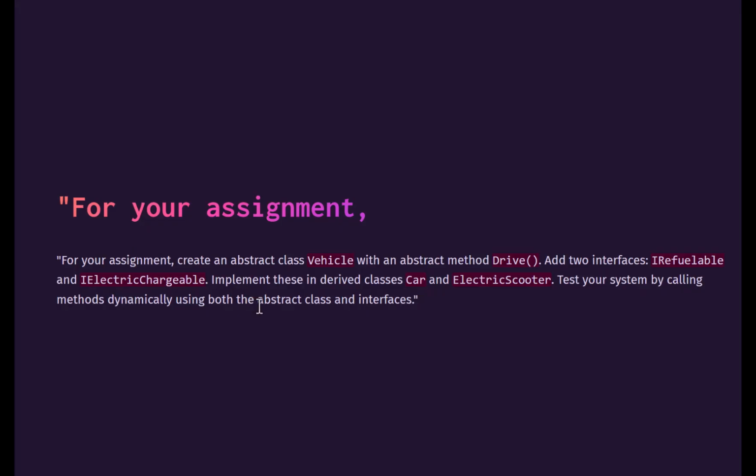Let's have an assignment here. You're going to do all the same, but in your case it's going to be a class called Vehicle instead of Appliance, and you're going to have an abstract method Drive. And you just need to have two interfaces, one for refuel and one for electric charge, and you're going to implement these in a derived class Car one time, and the other time ElectricScooter, like what we did with the fan and the light. And please test your system by calling methods dynamically using both the abstract class and interface.